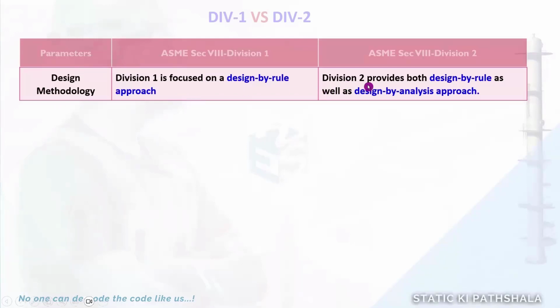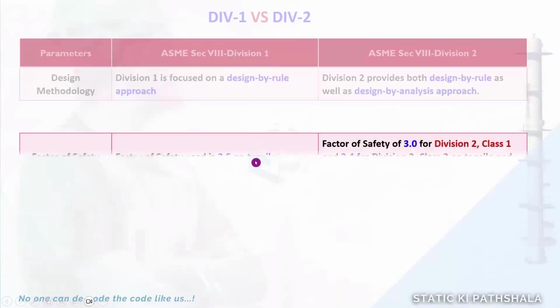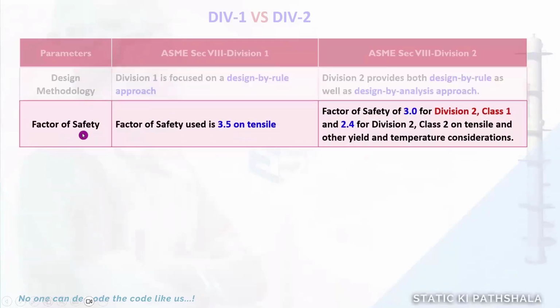So division 2 has both design by rule as well as design by analysis. If you have a class 2 vessel, you can design the entire vessel with the help of FEA as well. Then comes the factor of safety.